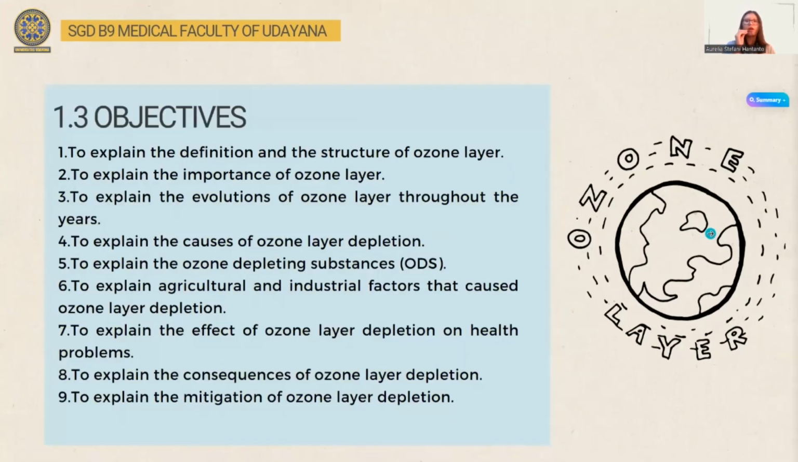Next, the objective of our student project is to explain the definition and the structure of the ozone layer, to explain the importance of the ozone layer, to explain the evolution of the ozone layer throughout the years, to explain the causes of ozone layer depletion, to explain the ozone depleting substances, to explain agricultural and industrial factors that cause ozone layer depletion, to explain the effect of ozone layer depletion on health problems, to explain the consequences of ozone layer depletion, and to explain the mitigation of ozone layer depletion.